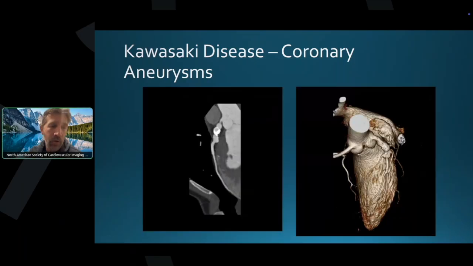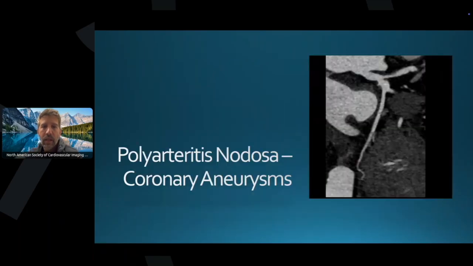Here's another companion case, another Kawasaki disease, just an aneurysmal vessel with areas of calcification too. Of the other vasculitides, involvement of the coronary arteries is not very common.